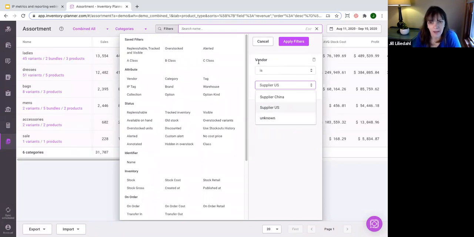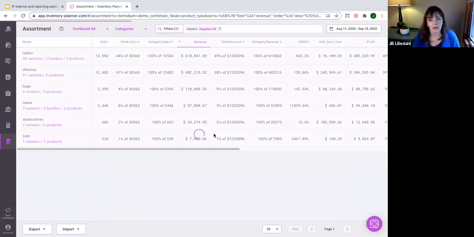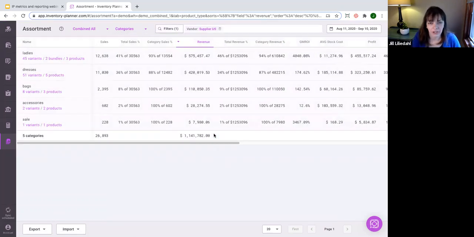So I'm going to come in here and add a filter for the US supplier, apply that filter. Now I can see the performance of this supplier across all of my categories. So here's the revenue that's coming in. Here's the number of units we're selling, the sales for this supplier. So this is another way that we can see how this vendor is really performing for us.